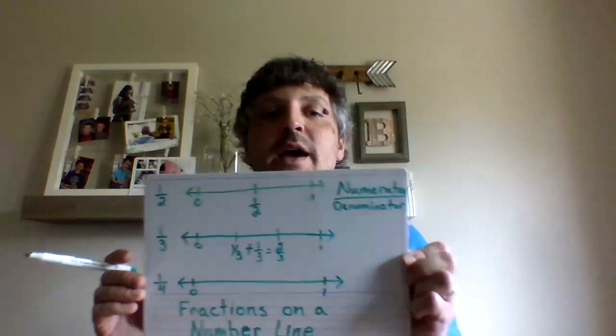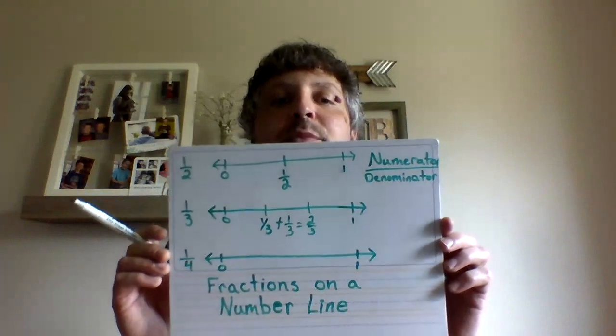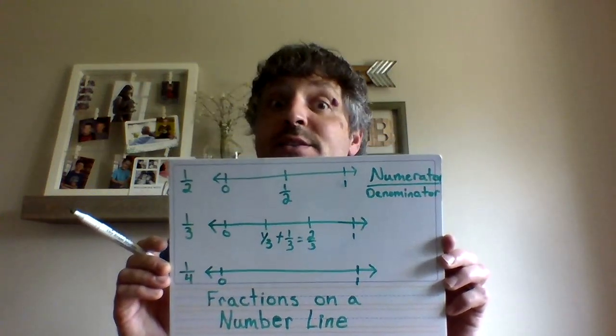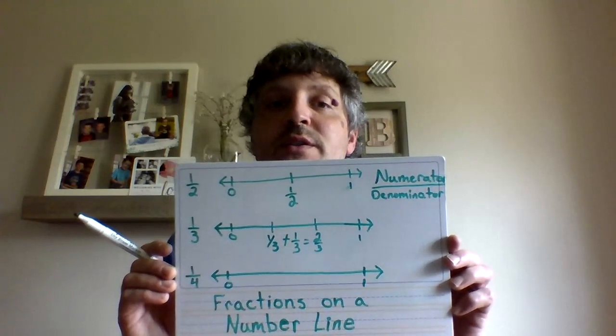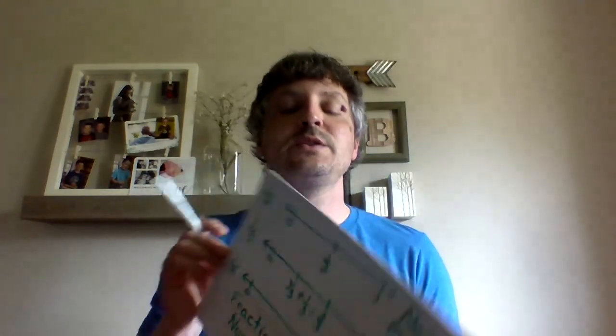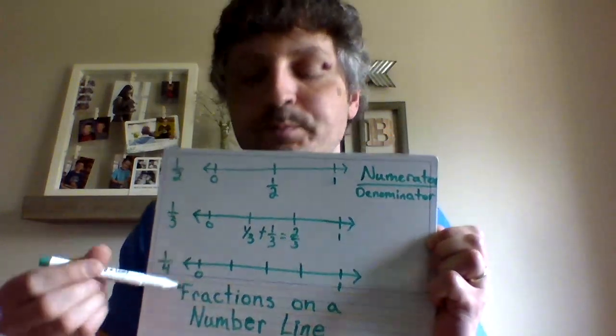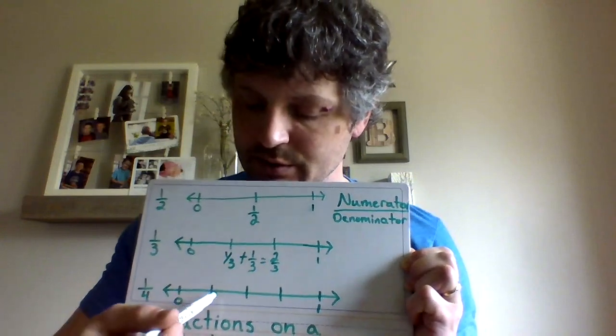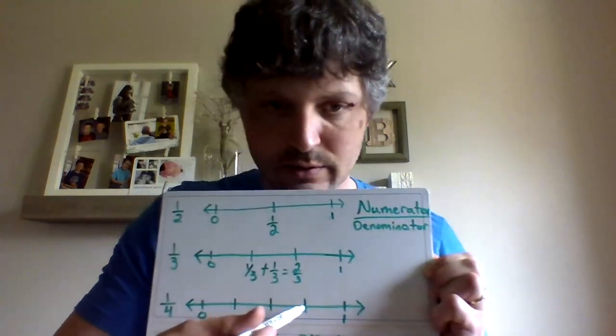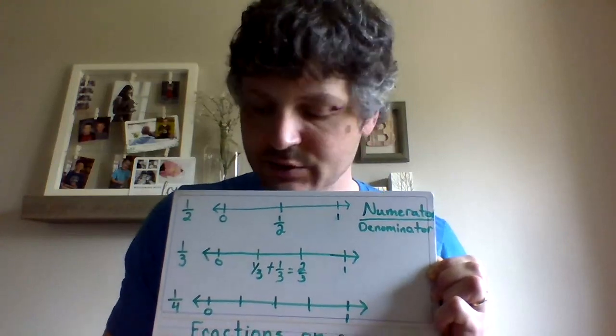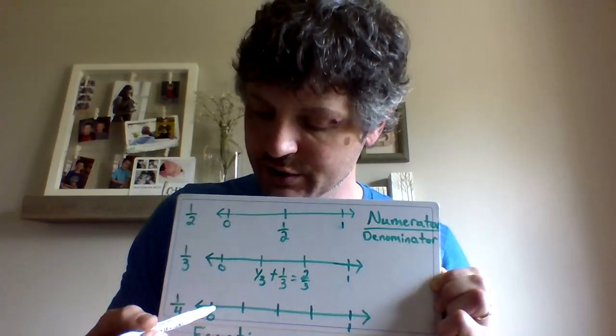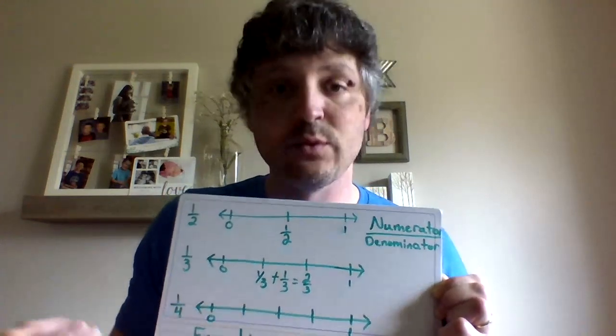Now for the bottom problem, 1/4. Can you take a guess as to how many equal parts I need to divide my number line into? My denominator is 4, so I have to divide it into 4 equal parts. Again, I'll show I have 1 section, 2, 3, and 4. I'm looking for 1/4, so here's 1 out of those 4 sections, so this line would be 1/4.